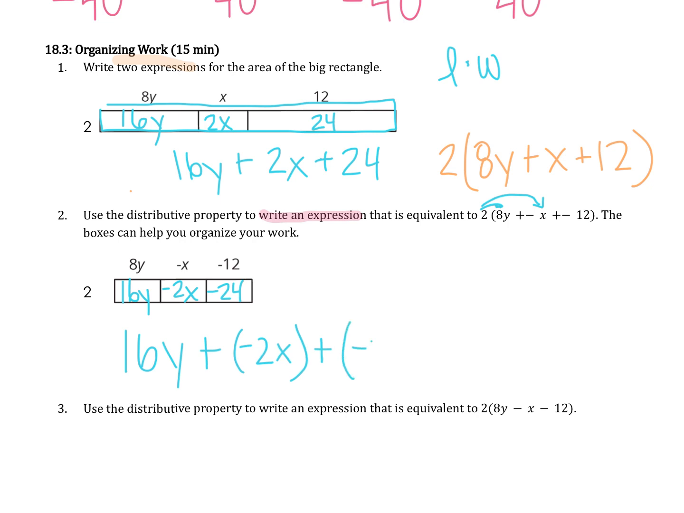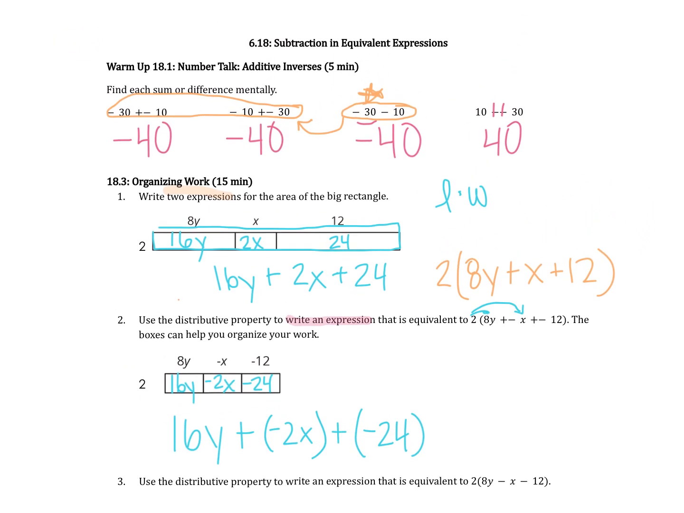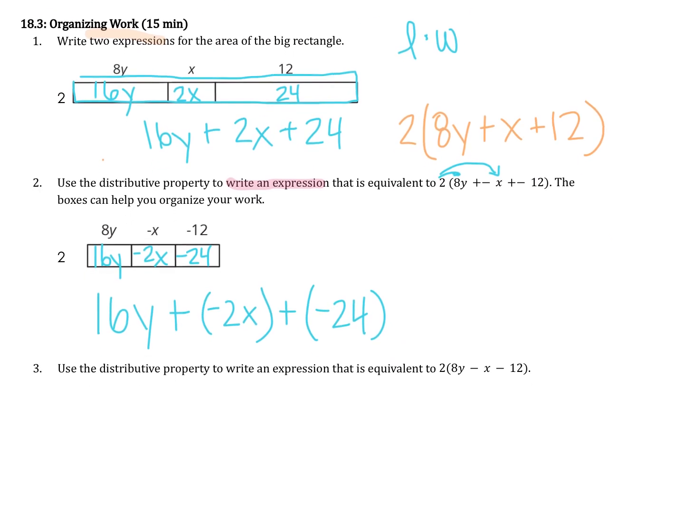plus negative 24. And if I go back up to our warm-up where we talked about how subtraction is really the same as adding negatives, I can simplify this expression and make it 16y minus 2x minus 24. So that it is more simple and I don't have all of these extra symbols here.